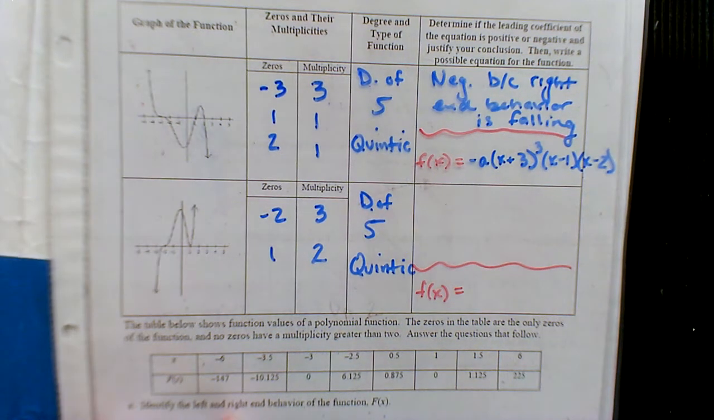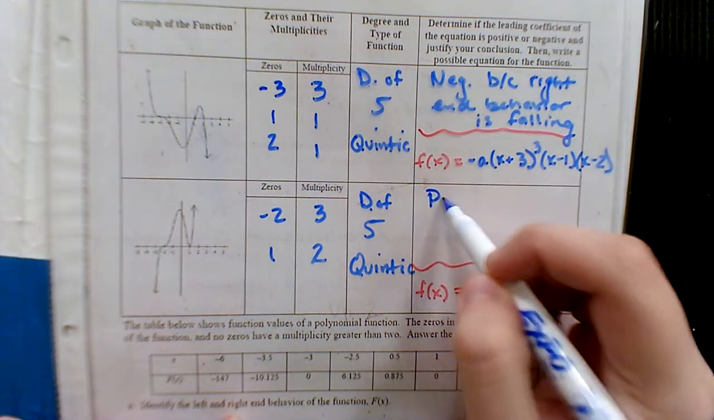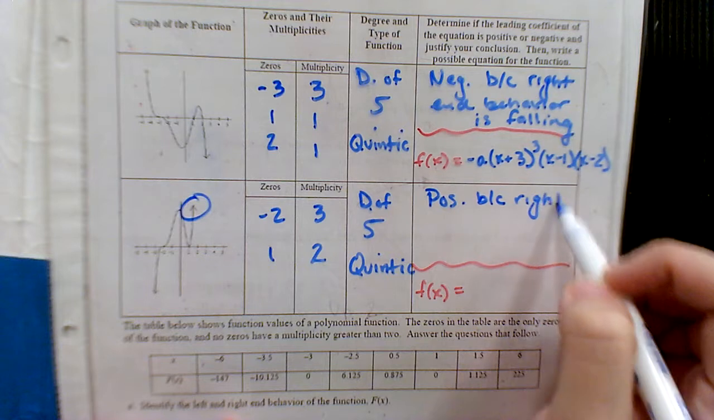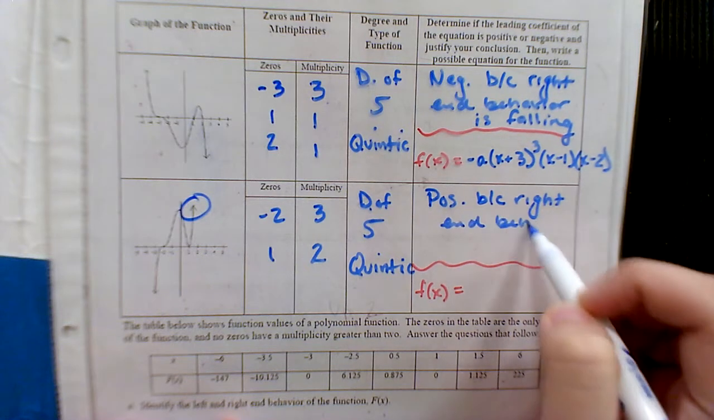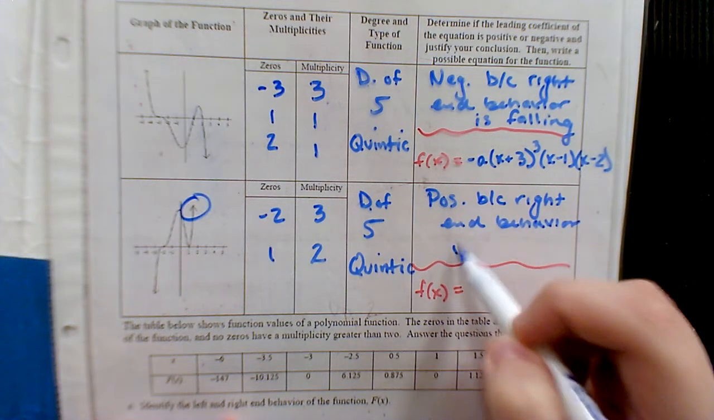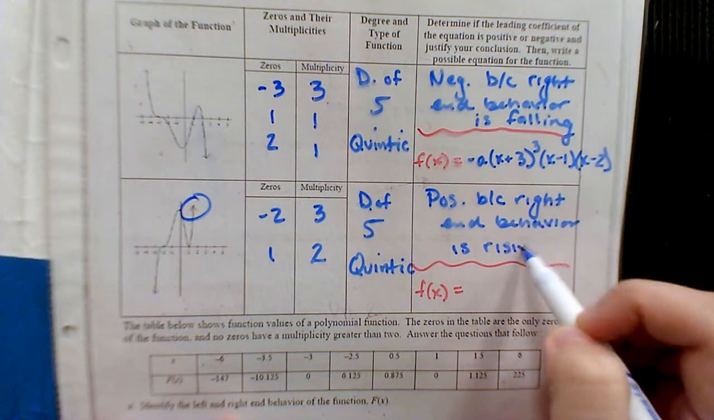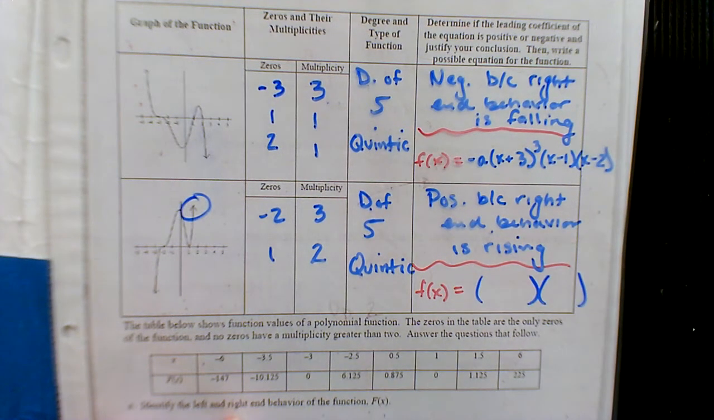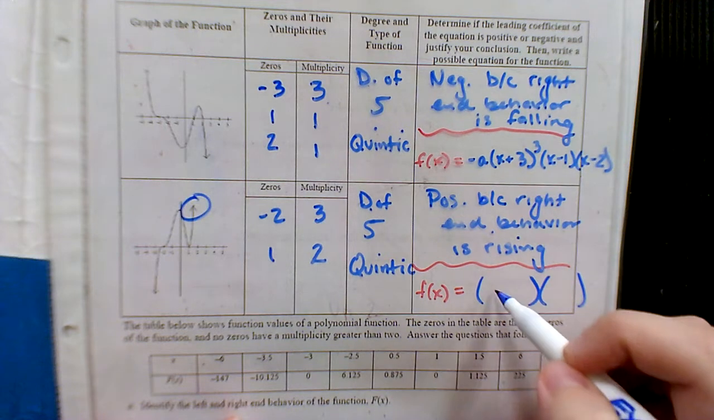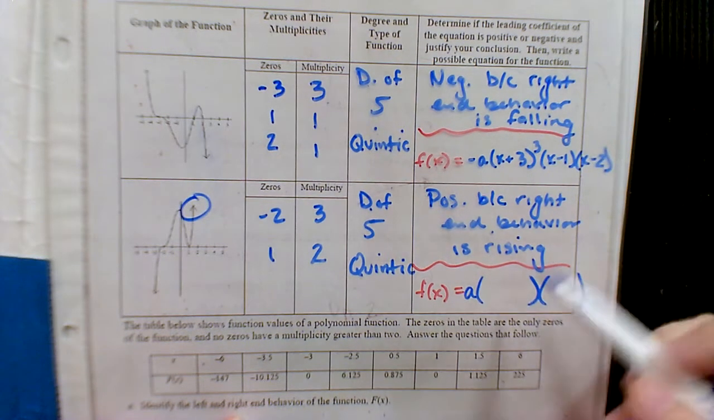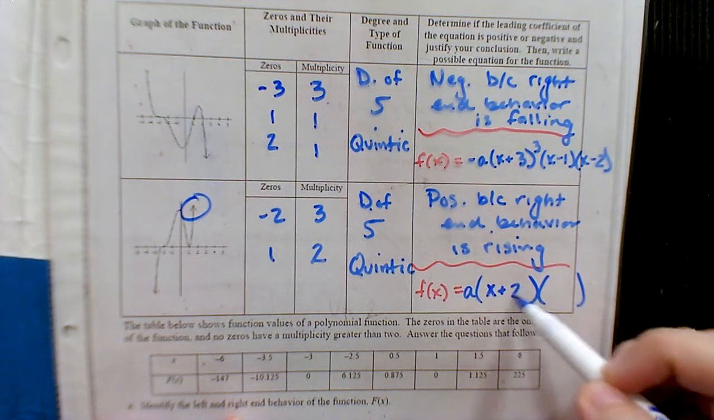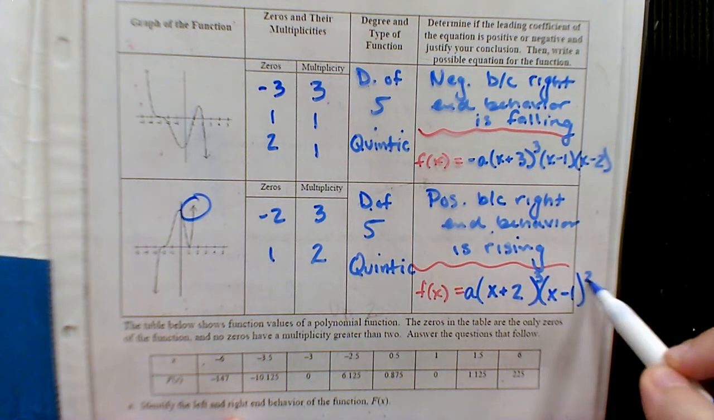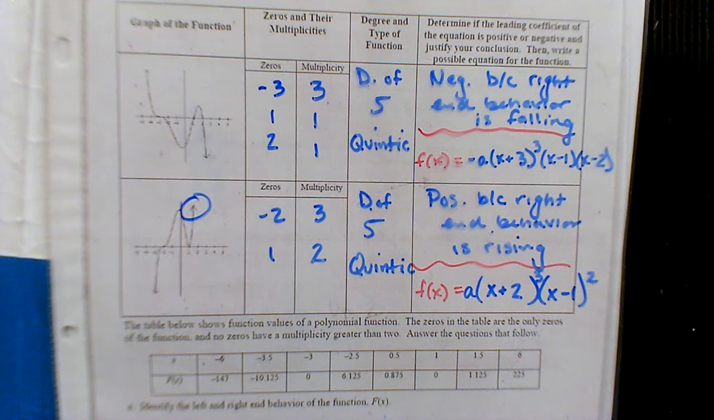So what about leading coefficient? Yeah. Positive. How'd you know? Because the right end behavior is rising. There we go. All right, so possible equation. Any takers? Yeah. Positive a, yep, okay. x plus 2 powered by 3, yep, and then x minus 1 powered by 2. How'd you do?